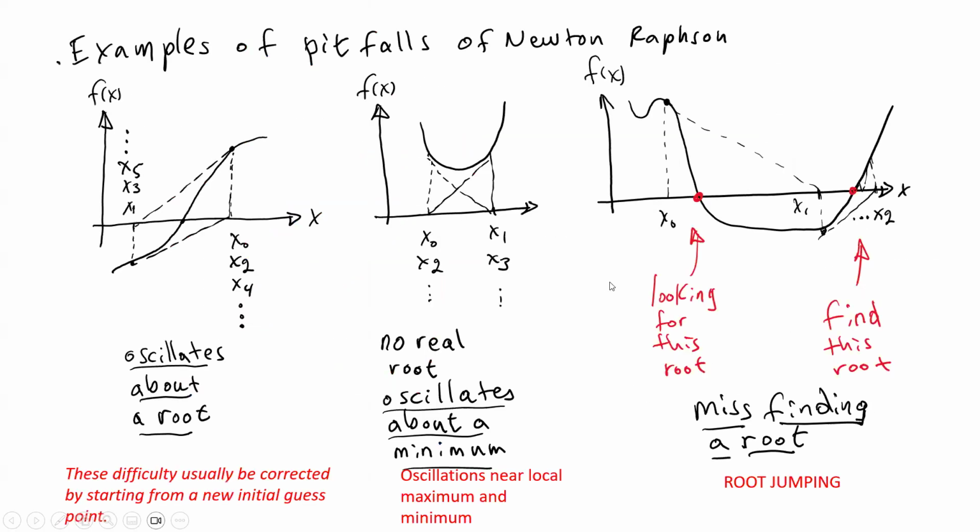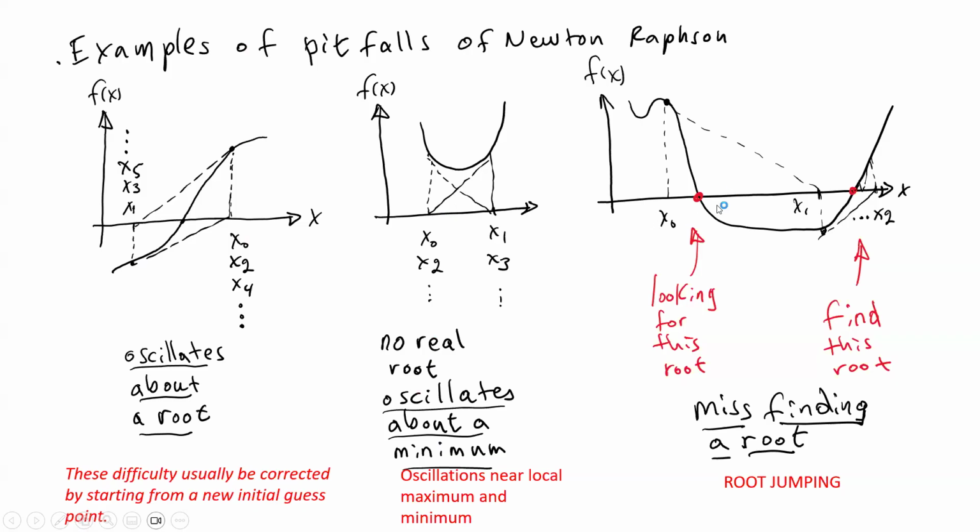These are some examples of pitfalls of Newton-Raphson. This one is the oscillation around the root. The iteration jumps back and forth near a root without converging. This is usually fixed by choosing a different initial guess. Another pitfall is no real roots. The iteration may oscillate near a local minimum or maximum if there are no real roots in the region.